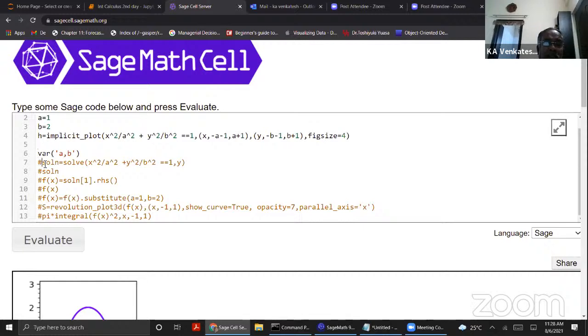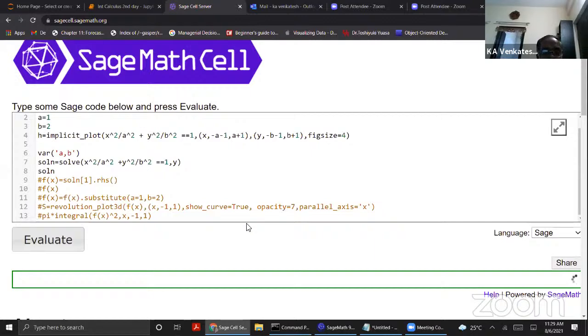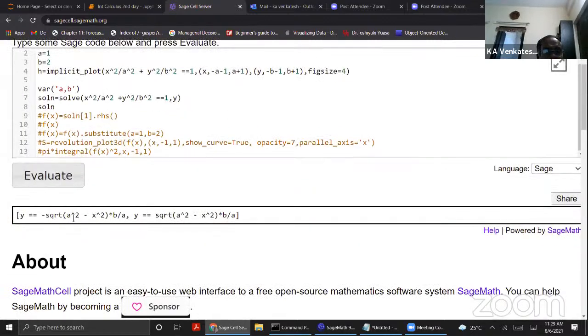So we are solving, now it is an implicit function. First we have to express it in terms of x only. So for that we are taking x square plus y square by b square equal to 1 and solving for y. That is nothing but changing implicit to explicit. Then finding the solution, and we want the positive value. So up to solution, if I run, you'll see some values. Now here, minus square root of a square minus x square into b by a. This is a negative value, so we want the positive value. So we are taking this value.